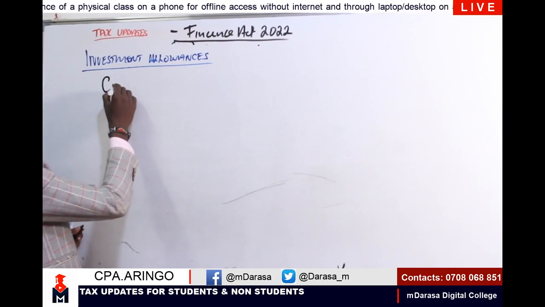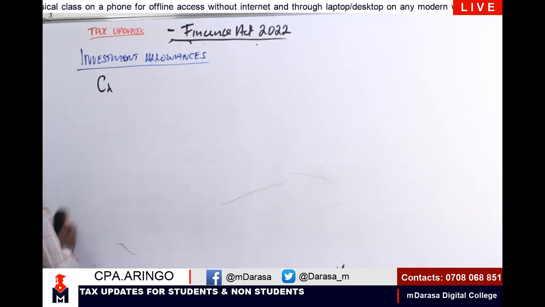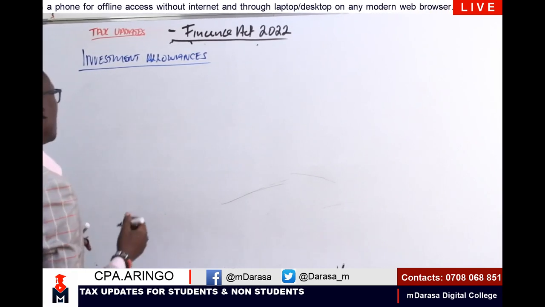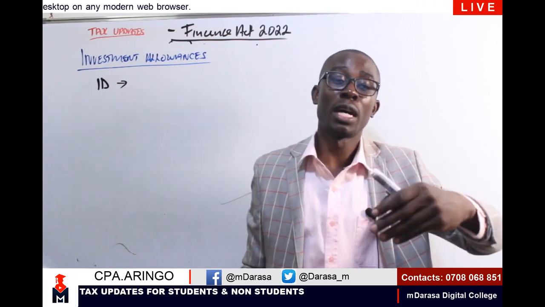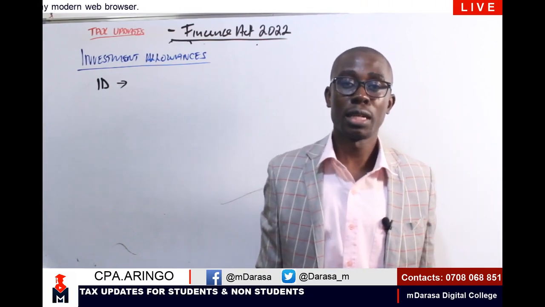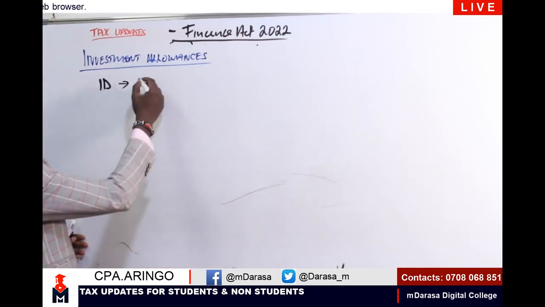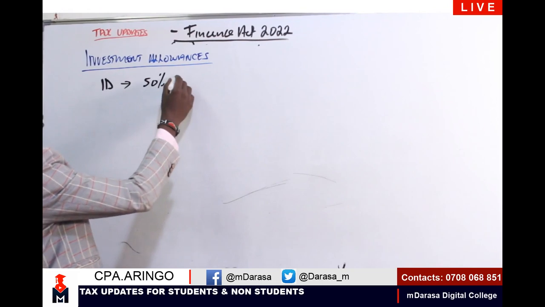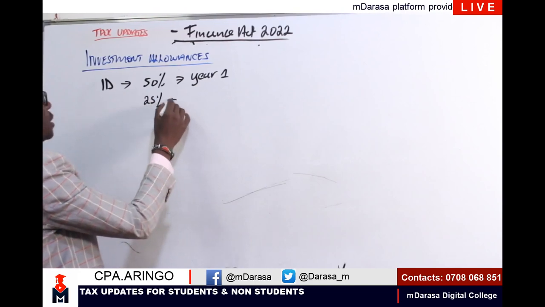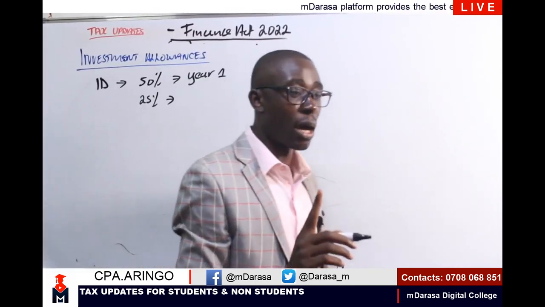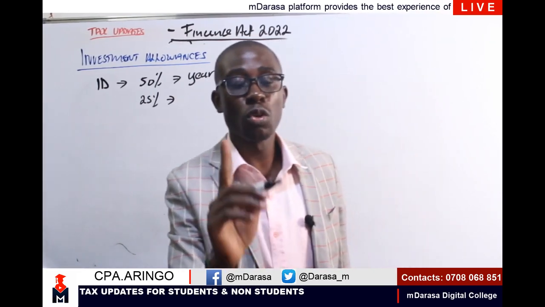class B. First of all, we start with the normal case. We had ID, investment deductions. We used to take 50% in year one, then the balance on reducing balance. That was the Finance Act that we were using previously, right? Where for ID you take 50% in year one, then 25% reducing balance.